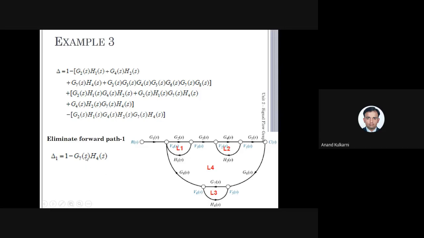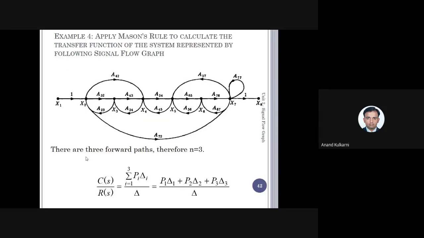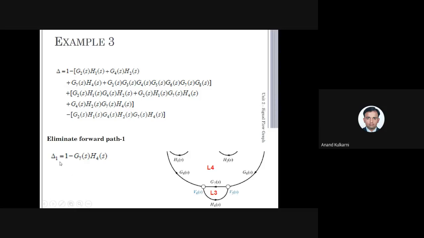So the final answer will be C by R is equal to P1 delta 1 divided by delta. What is the P1 value? P1 value is G1, G2, G3, G4, G5 into 1 minus G7H4, upon delta. Is it clear?